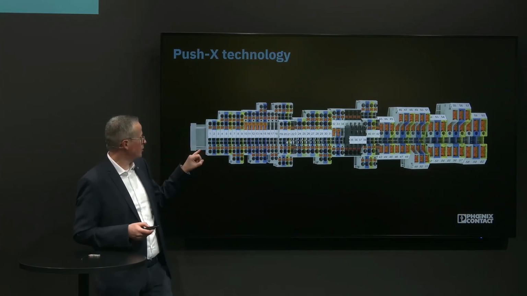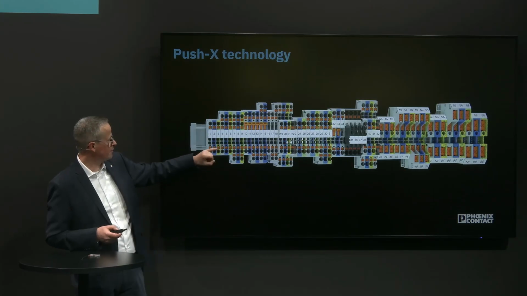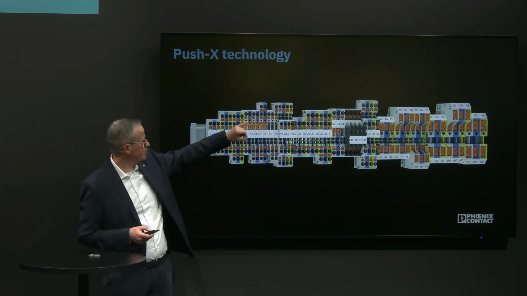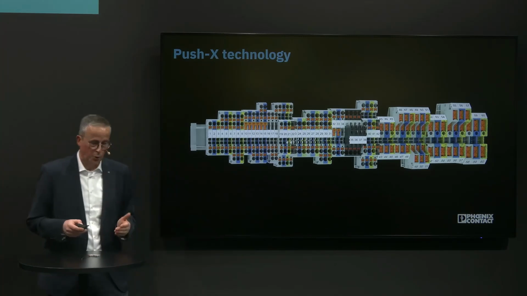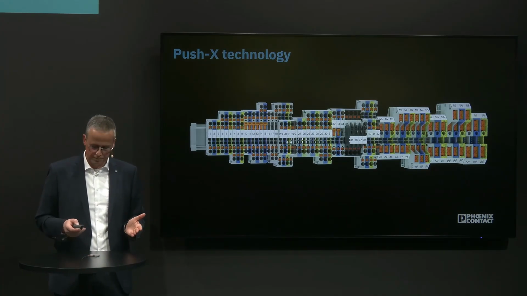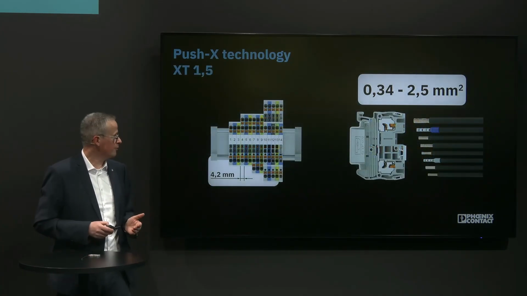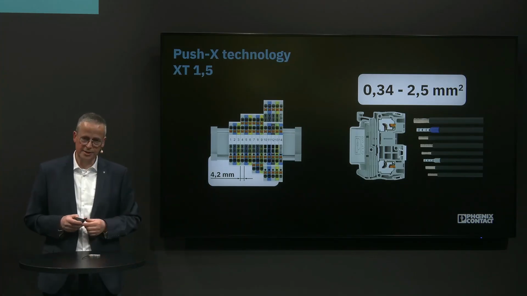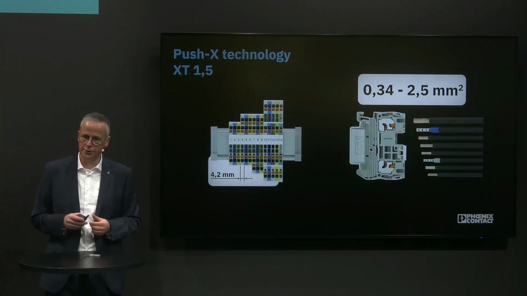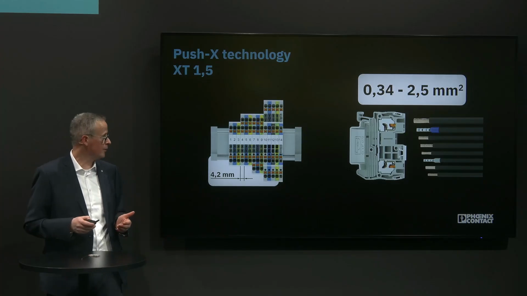So single terminals, then twin and quattro versions. Then here functional terminal blocks, double lever terminal blocks. So, and this is now growing. But the newest member of the family, and this is what we are presenting here on the fair, is the XT 1.5. So this is the smallest terminal block we have now in the range.